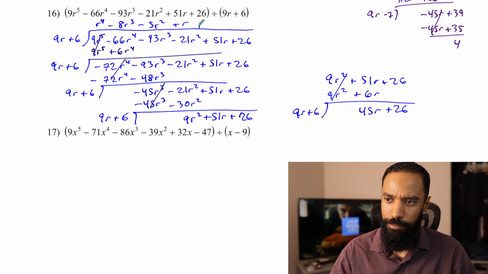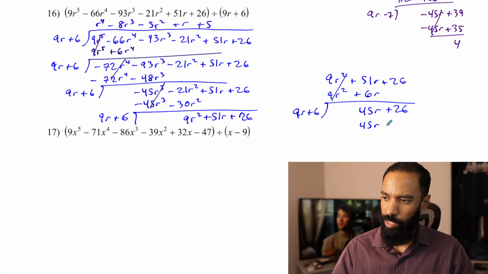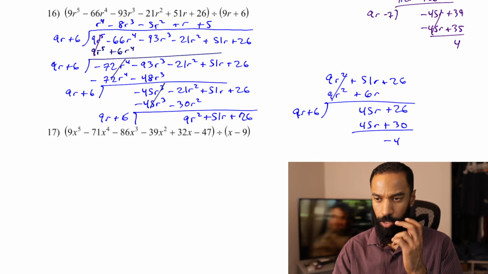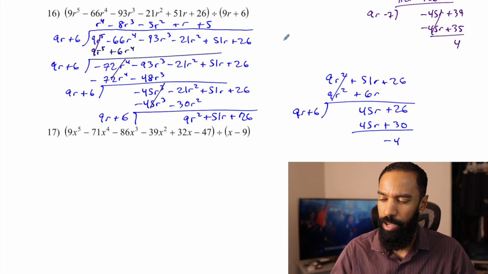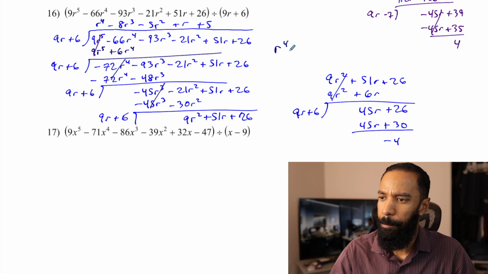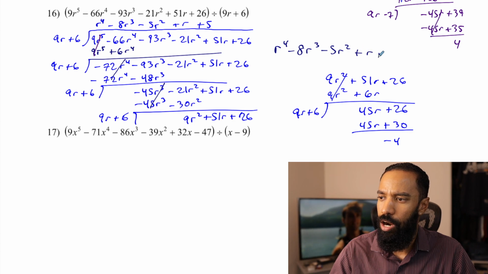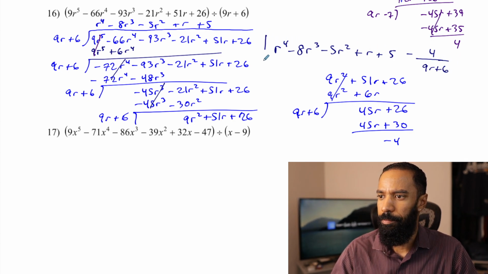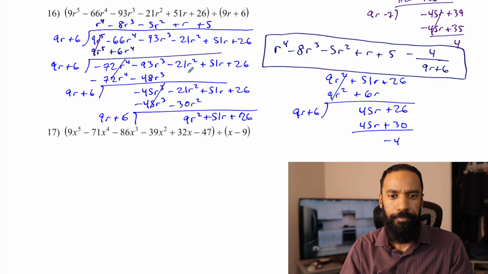9r goes into 45r 5 times. 6 times 5 is 30. Subtract that, we'll get negative 4 this time, and that's our remainder here. So the quotient on this guy now is r to the 4th minus 8r cubed minus 5r squared plus r plus 5, remainder of negative 4 over the quantity 9r plus 6, right there. So if all went right, and I think it did, at least till the end, that's what we get.